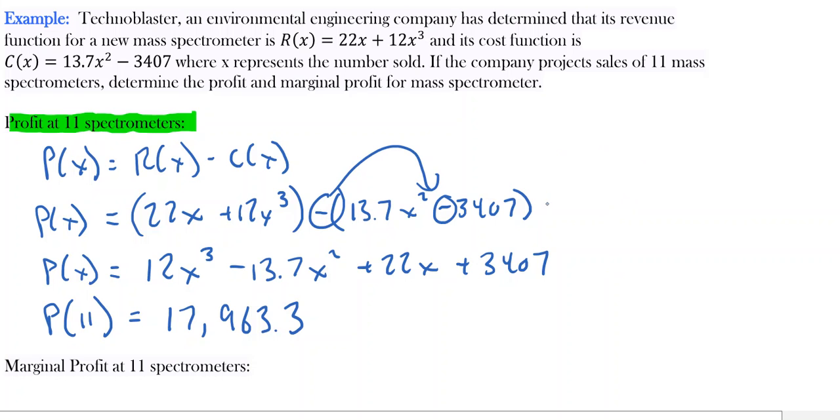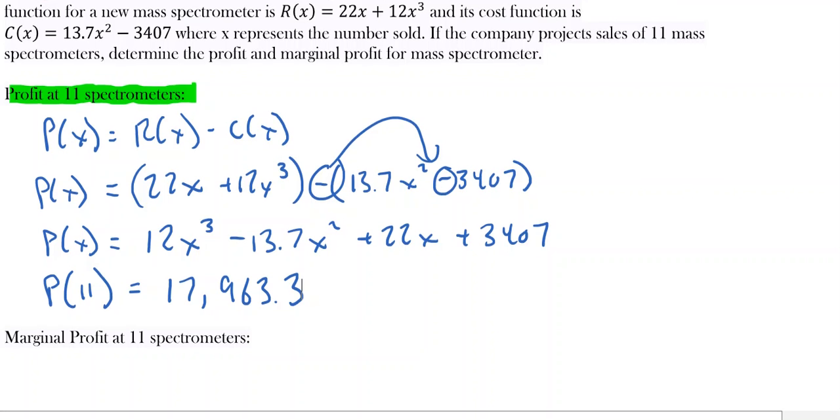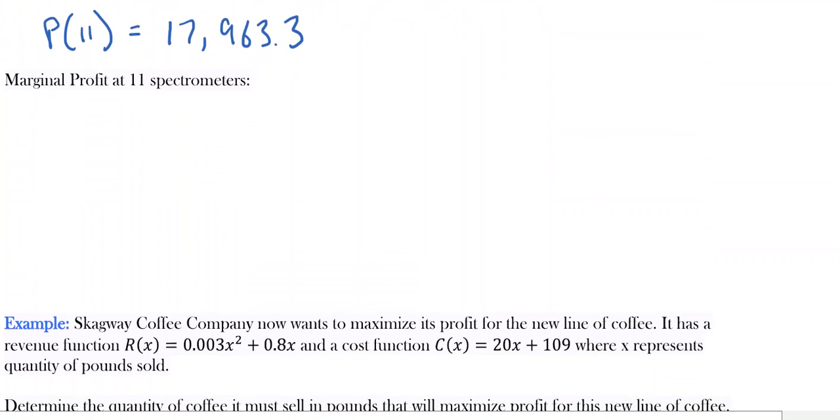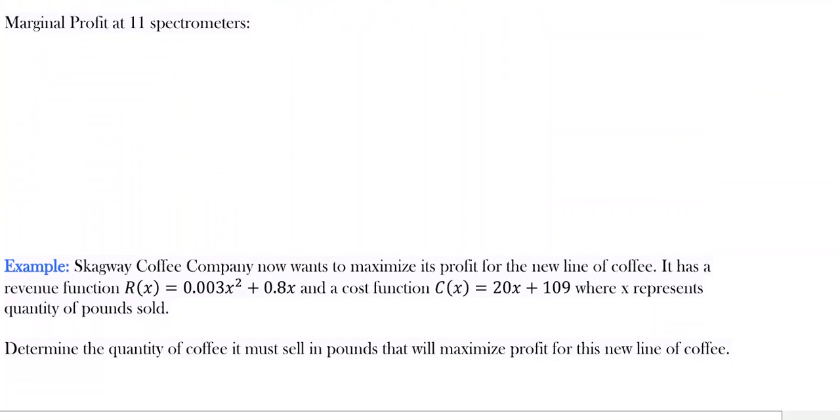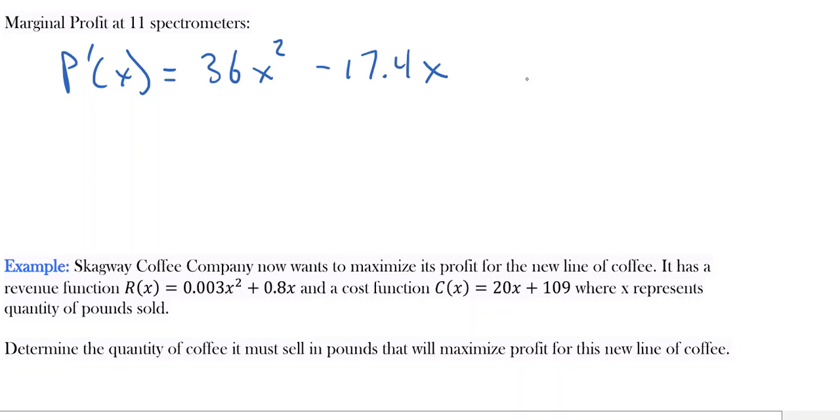Now, the second part of this is marginal profit. Just like with marginal cost or marginal revenue, marginal profit is the derivative of the profit function. So the marginal profit function would look something like this: 36x squared minus 17.4x plus 22. That was simply the derivative of the profit function.